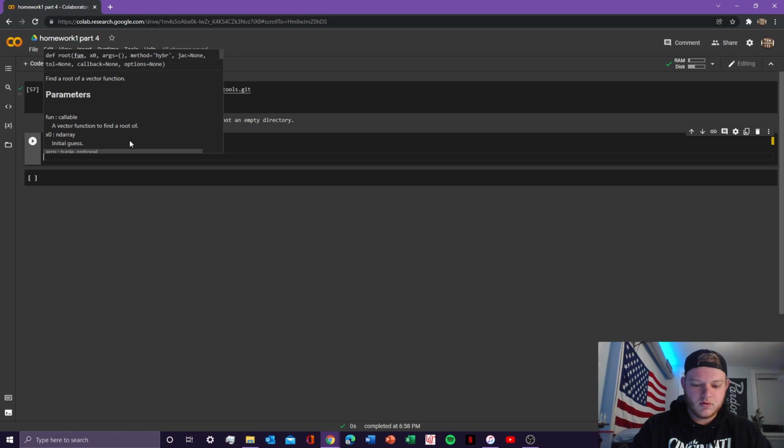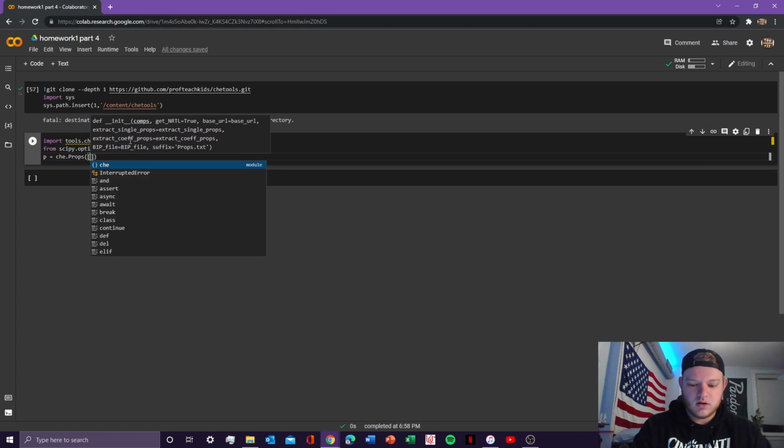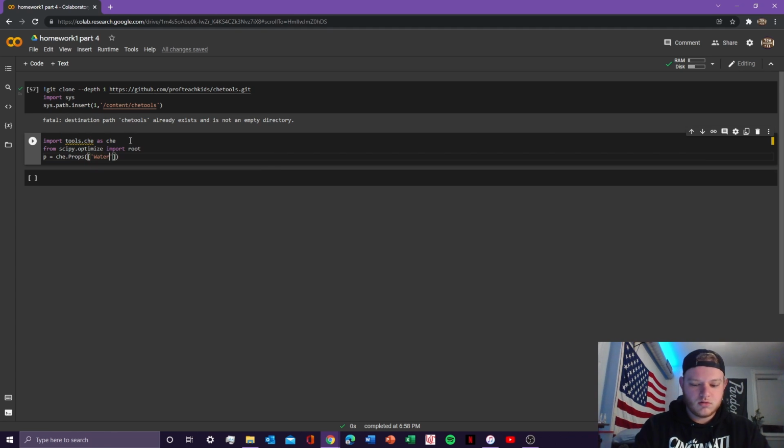And then we are going to name the variable p or ch tools, and this is water. This will allow us to use the functions from CHE tools, and they will pertain to water. So that's actually very helpful. Make sure that all works. That all works. We're good to go.